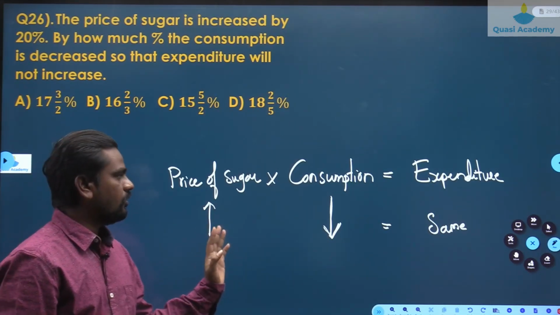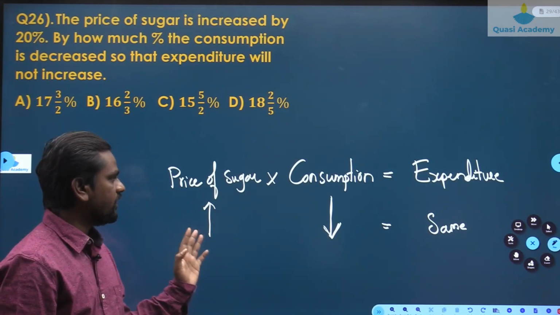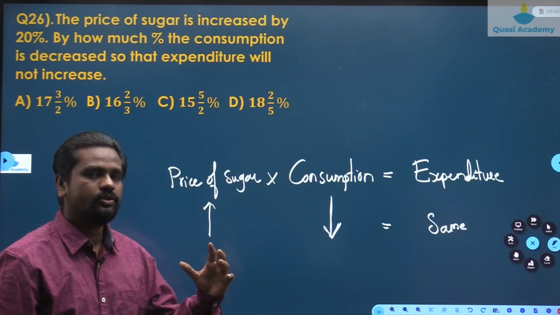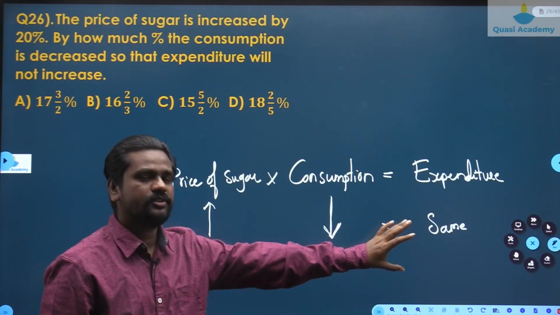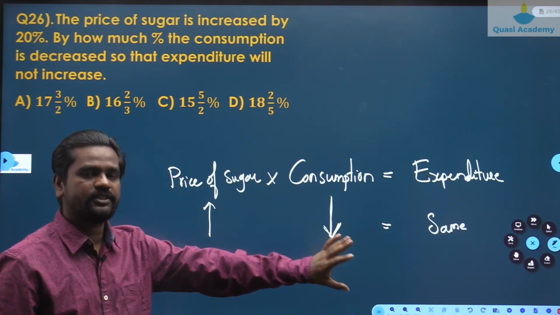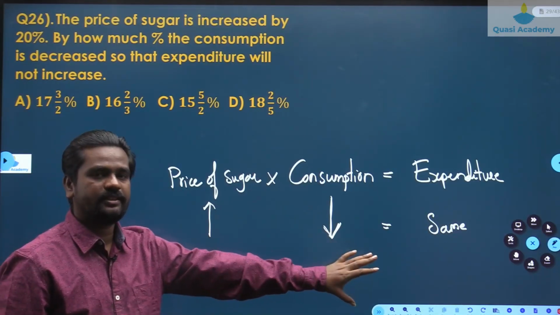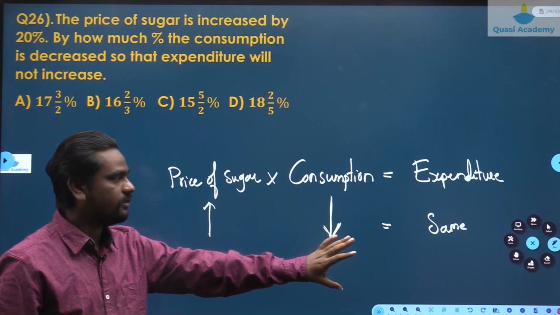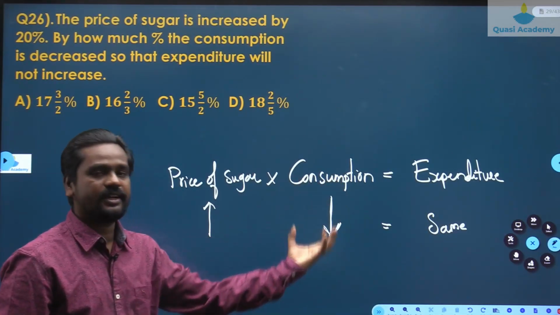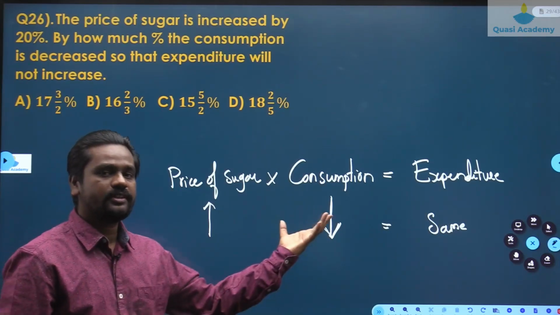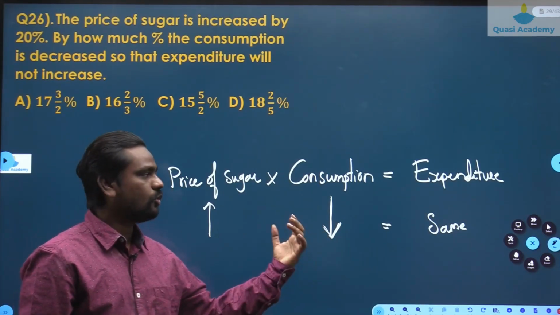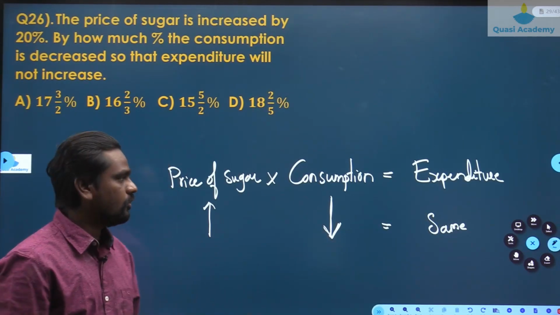Okay, so even after the price of the sugar is increased, they have a fixed budget, so the expenditure is the same. They only have a fixed amount of money in their pocket. So they want to decrease the consumption of sugar so that the expenditure remains the same. So how to do this?